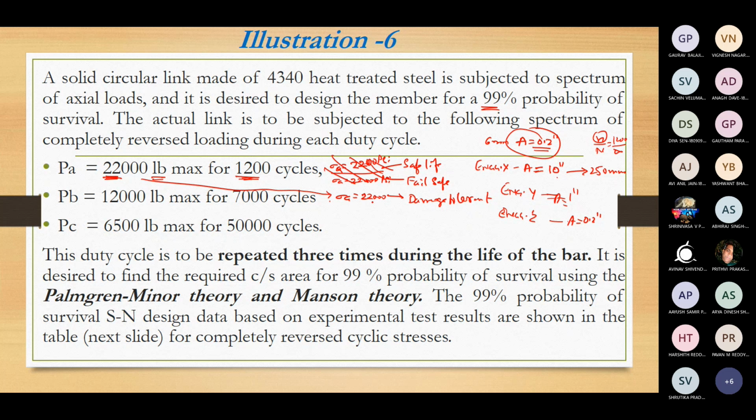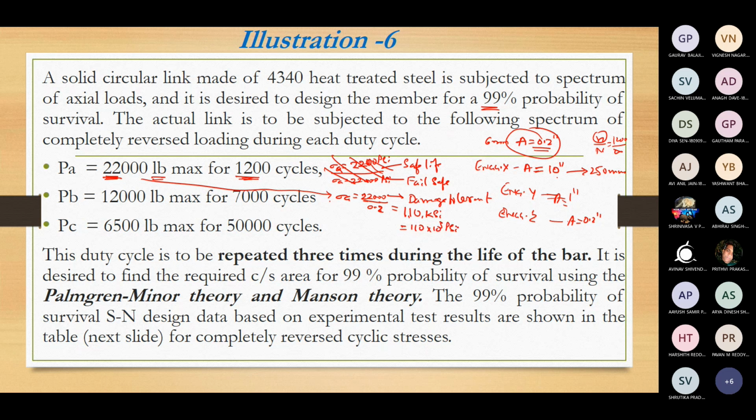22,000 divided by 0.2. Any value for the stress? Anyone? 110 KSI. Okay, KSI. That means 1,10,000 PSI. So in terms of PSI, 1,10,000, that is 110 into 10 to the power 3 PSI.